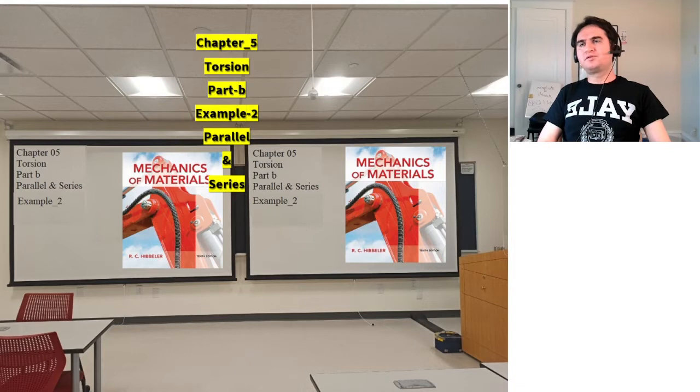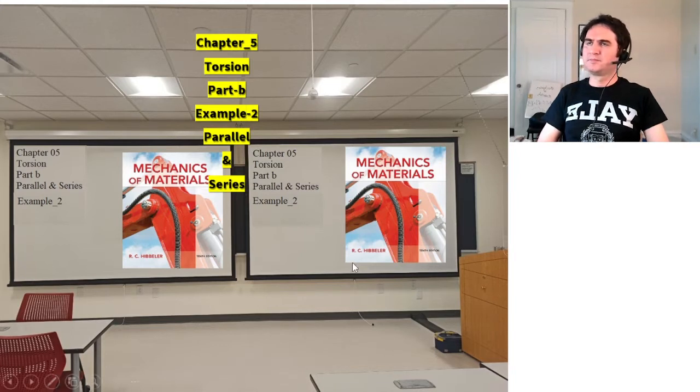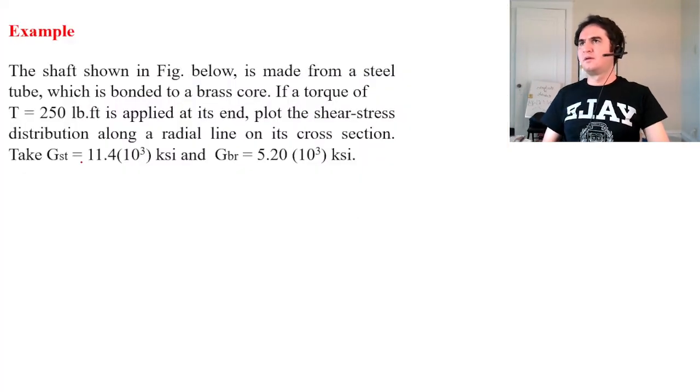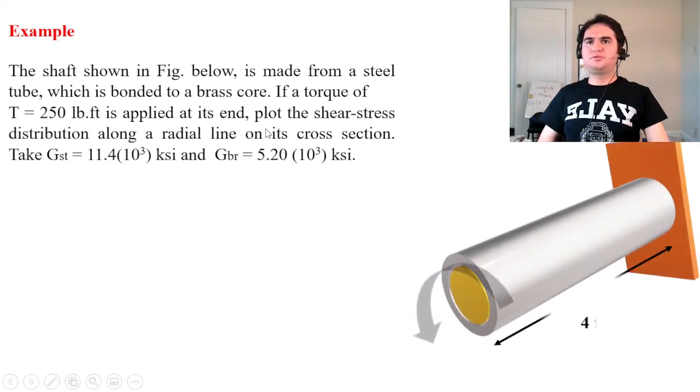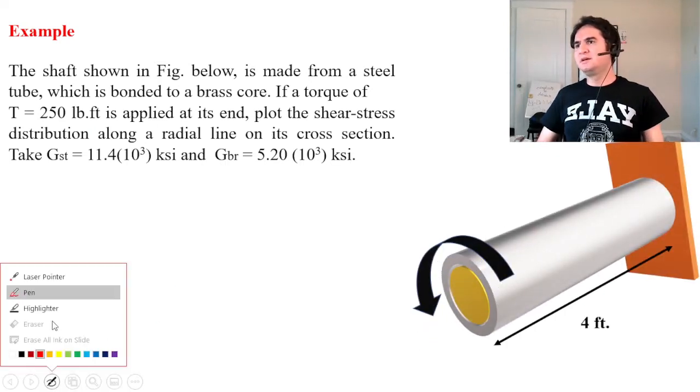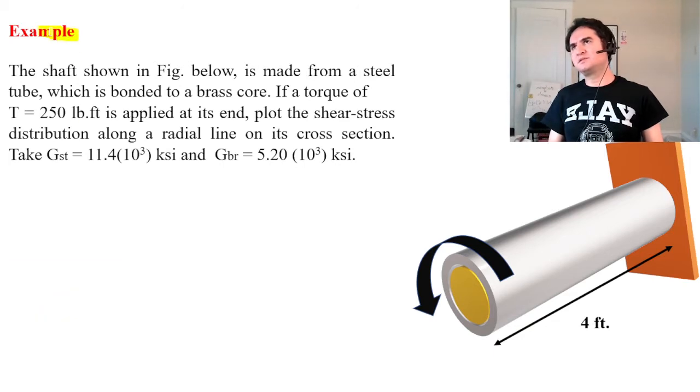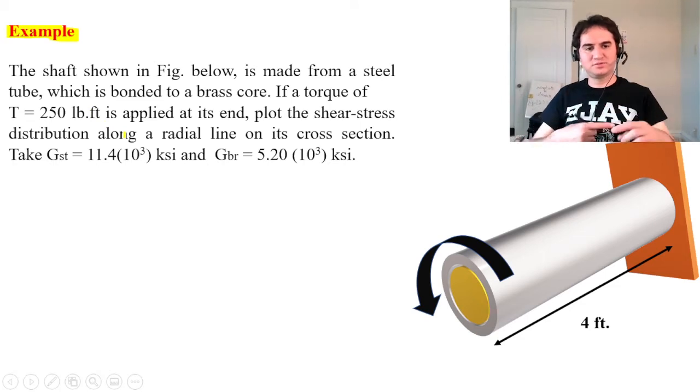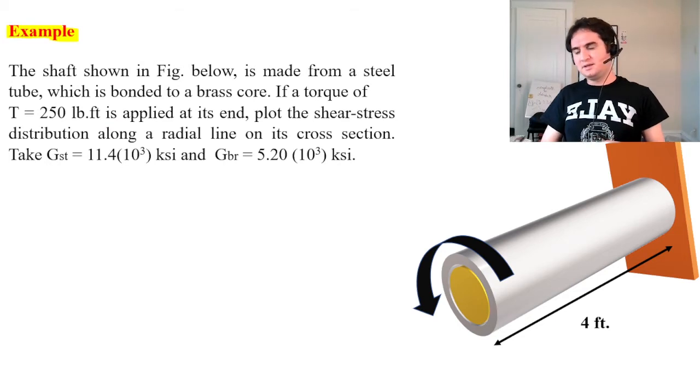Chapter 5, Torsion, Part B, Example 2, Parallel and Series Condition. If you remember this example, we have solved it in a conventional method, which is developing a different equation. The previous video was about an axial force parallel condition, and this is a parallel condition in torsion.